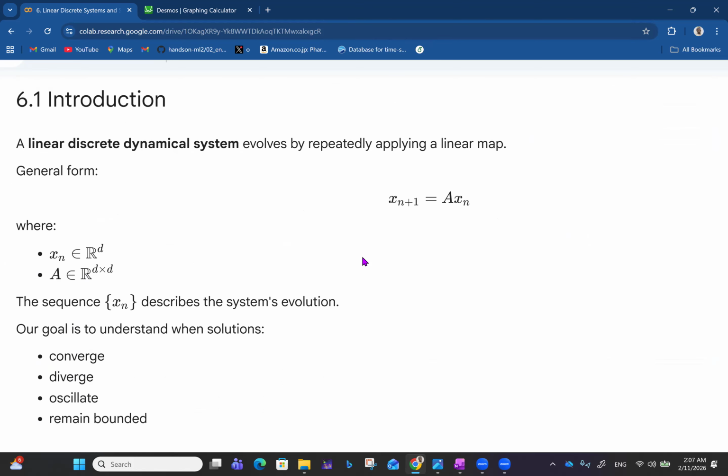Just like the idea of equilibrium points in continuous systems and fixed points in discrete systems, the approach is somewhat different.